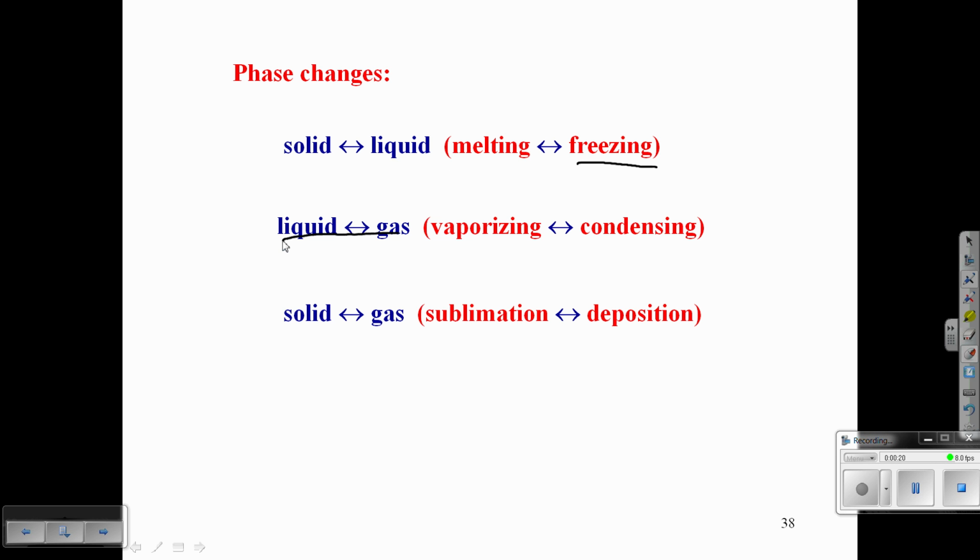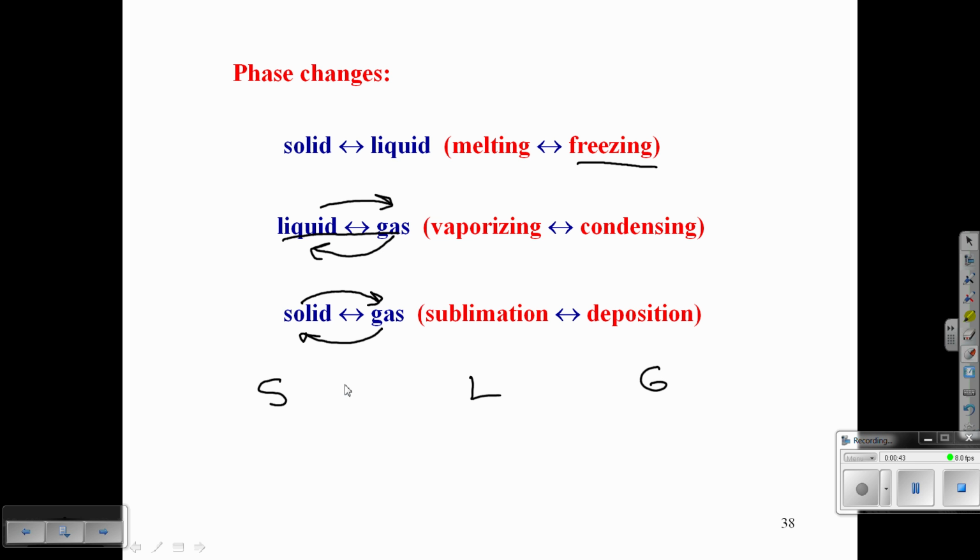Liquid gas transition, one direction is vaporization. If you go in this direction, you have vaporization. If you go in the other way, you have condensation. If you go from a solid to a gas, that is called sublimation. A gas to a solid is called deposition. Remember the S, L, and G rule.